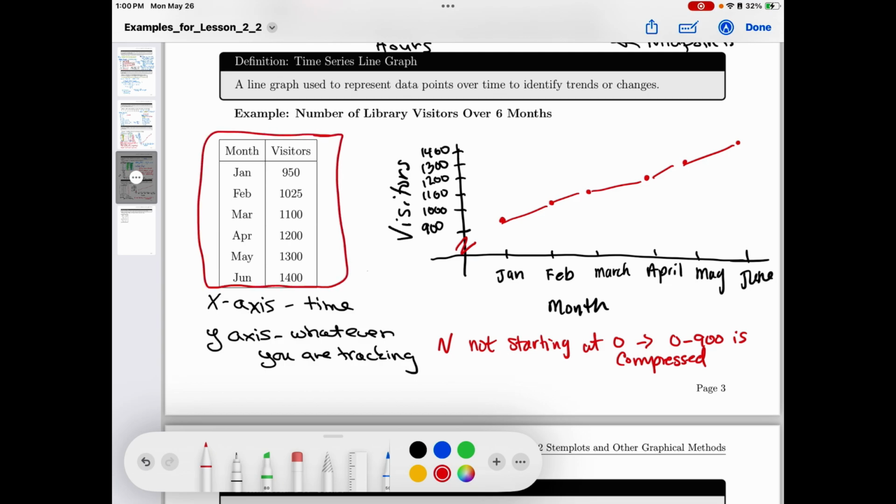Now, this data is easy because it's a small data set to view and see that it's steadily increasing. When you have a large data set, this is going to be especially useful to track your trends to see when it's increasing and decreasing.